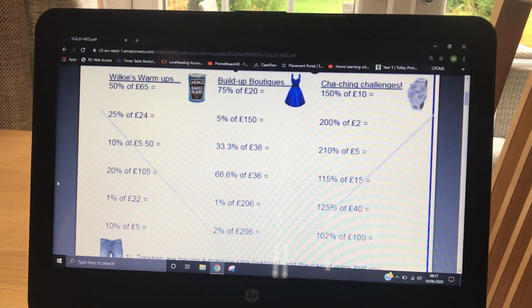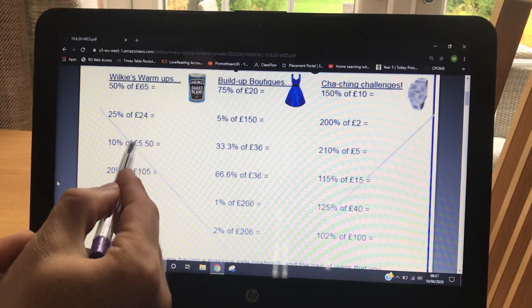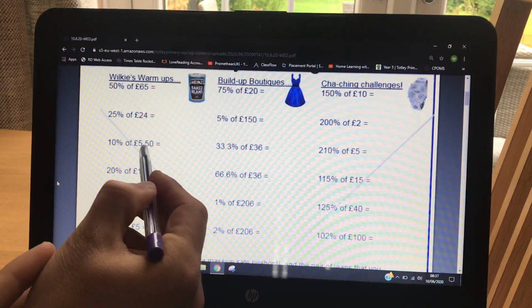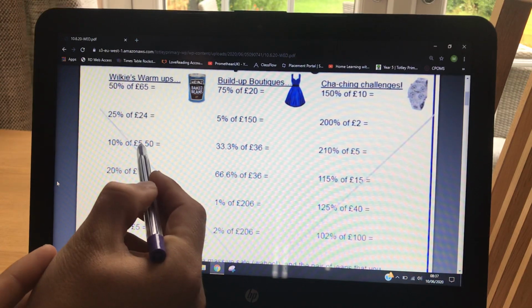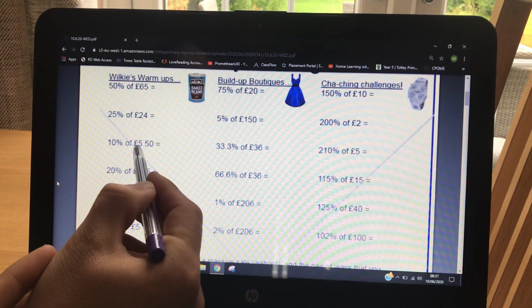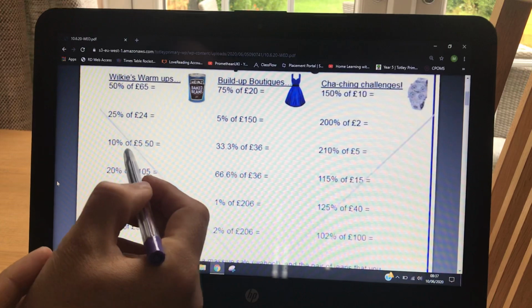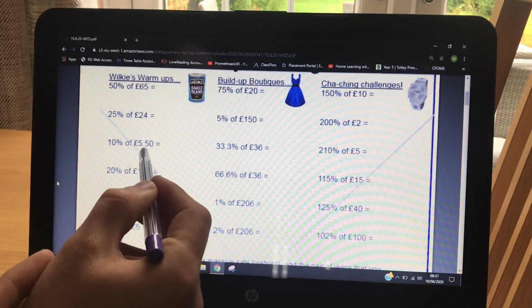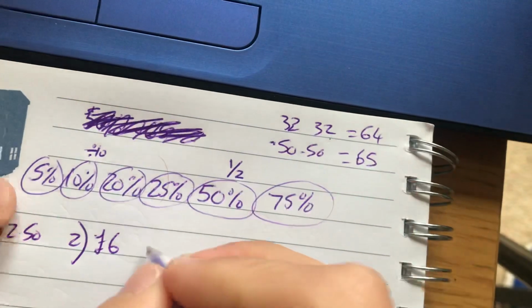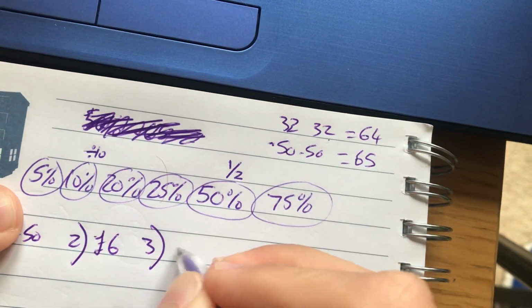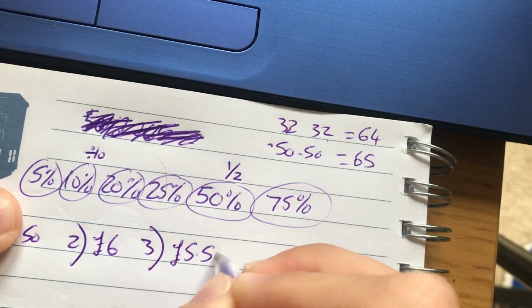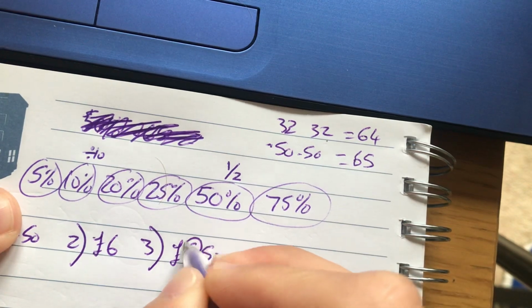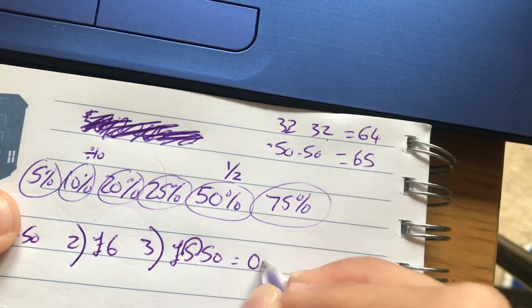10% of £5.50. Well, don't forget, 10% is just dividing by 10. Now, our decimal point is going to go from here to here, and it's going to make 0.55. In money, that's 0.55, so no pounds, 55p. I'll show you down here, look, in case you need to see this one. So number 3, you're on £5.50, and it moves to here, which makes 0.55.